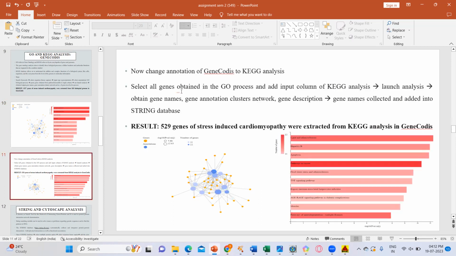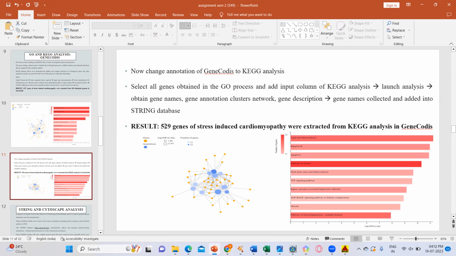The same applies for the KEGG analysis. Now change the annotation in GeneCodis to KEGG analysis. Select all genes obtained in the GO process and add them to the input column of KEGG analysis. Now launch the analysis. Obtain the gene names, gene annotation cluster network, and gene description. The gene names are collected and added into the STRING database.